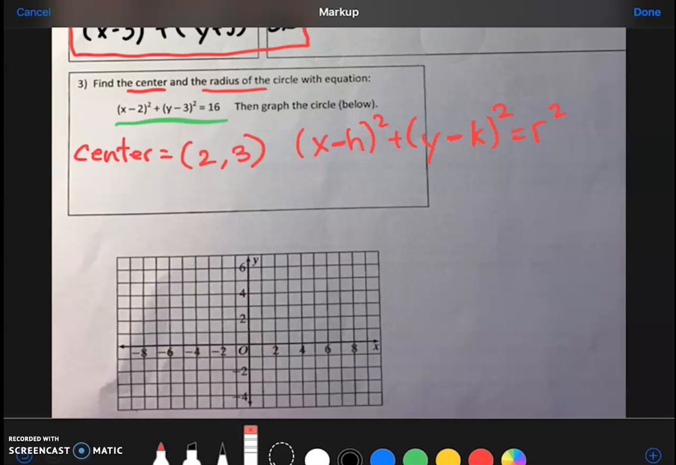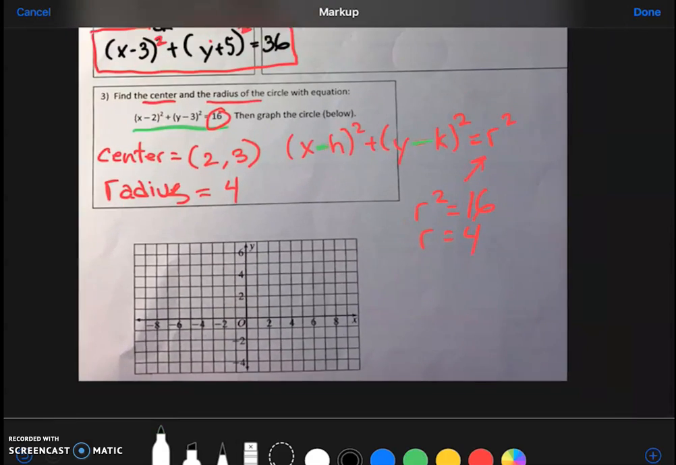The radius is going to be, whoops, it is not 16, it is 4. Because if you notice here where it says 16, that's really represented by r squared is 16. So r by itself is simply 4. So the center is positive 2, positive 3, and the radius is 4. Now remember, the reason why it's positive 2, positive 3 is because the formula already starts you off with a negative negative. Okay, how do we graph this?